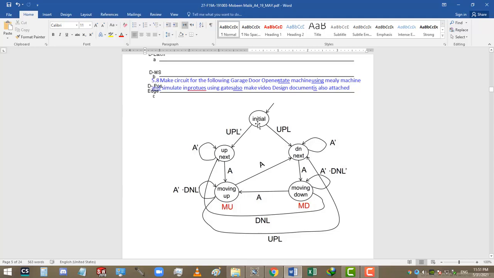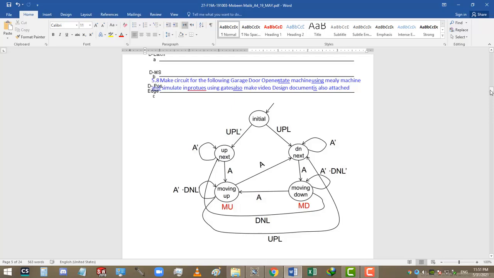This is the initial stage. This is the down next, which basically means the next stage the door is going to be in would be the down or the closed state. This is the vice versa, which means the next state in this case will be the open state or the up state. This is the state in which the garage door is moving up, sorry, and this is the case in which the garage door is moving down.